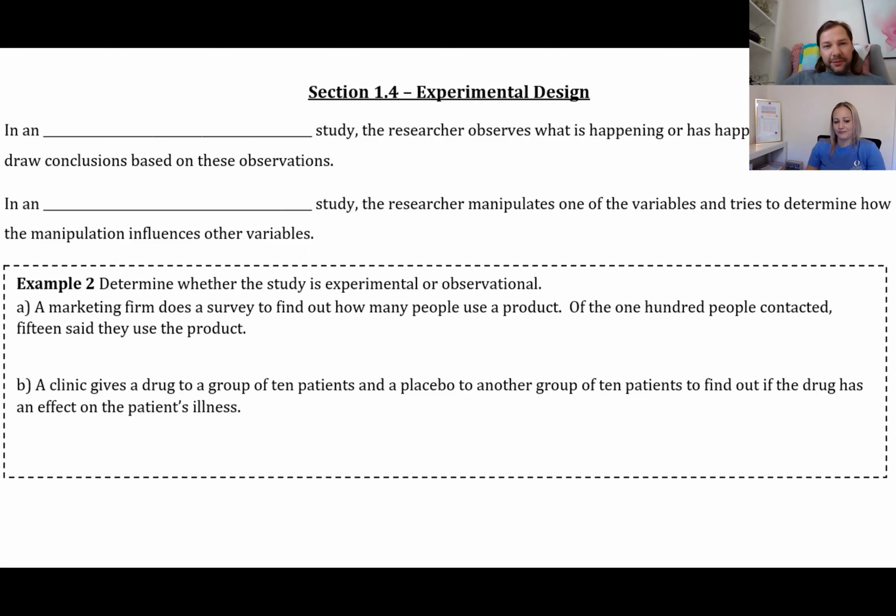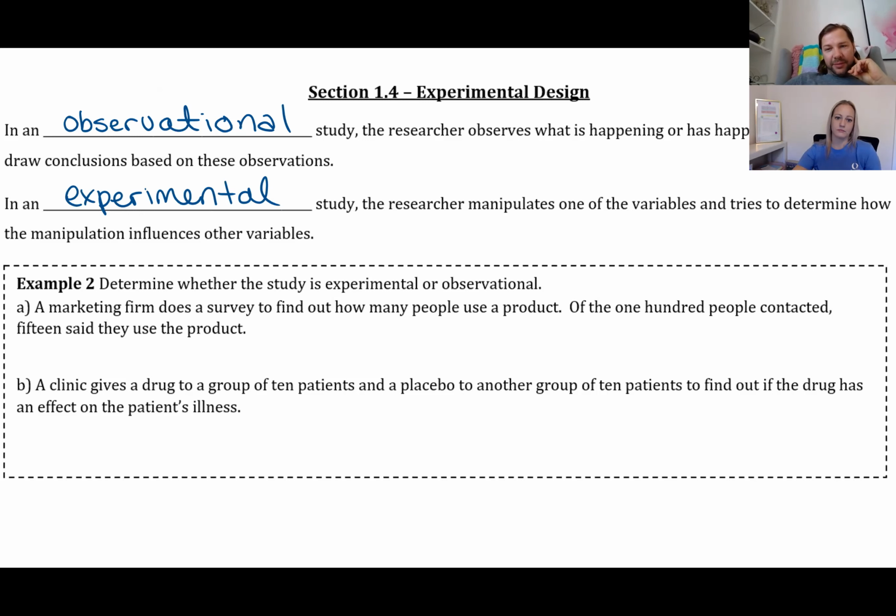Okay, section 1.4, the last section in chapter 1. We have experimental design. In an observational study, the researcher observes what is happening or has happened and tries to draw conclusions based on these observations. In an experimental study, the researcher manipulates one of the variables and tries to determine how the manipulation influences other variables.